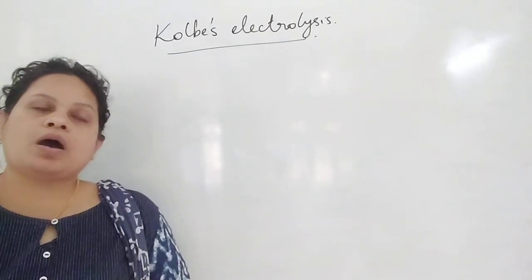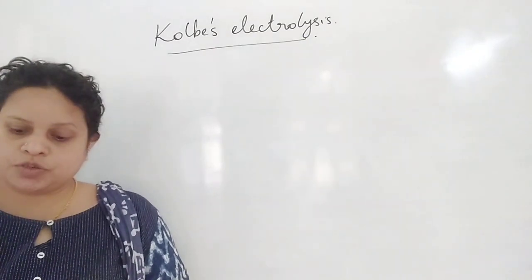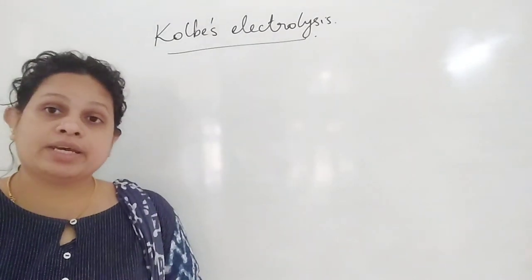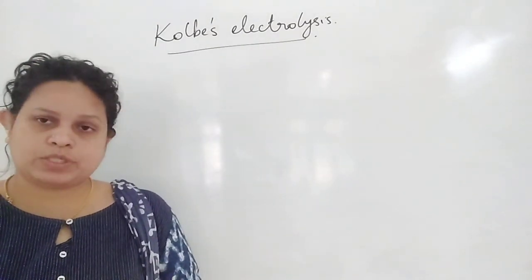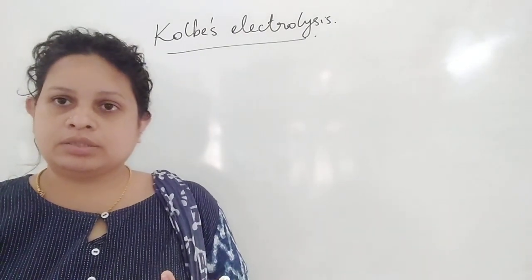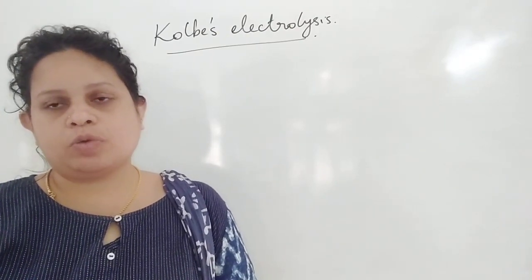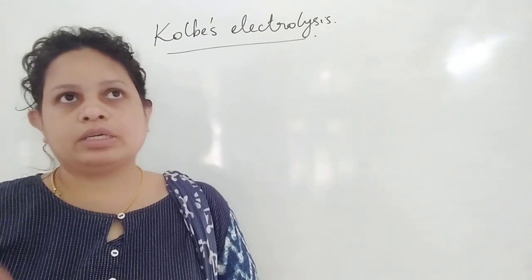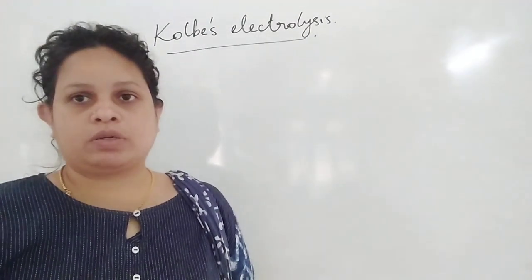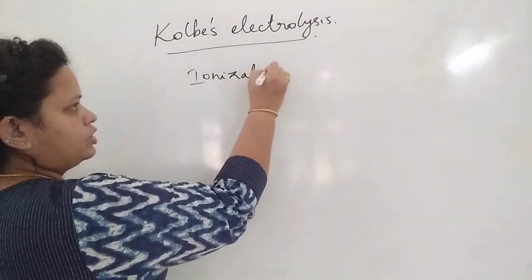See the mechanism of how this takes place in the case of Kolbe's electrolysis. The first step that takes place is ionization, and for easier ionization we take the sodium or the potassium salt of the carboxylic acid. We know that the carboxylic acid is not as active compared to the sodium or potassium salt. That is the only reason for taking the sodium or potassium salt. So the first step in Kolbe's electrolysis is ionization.